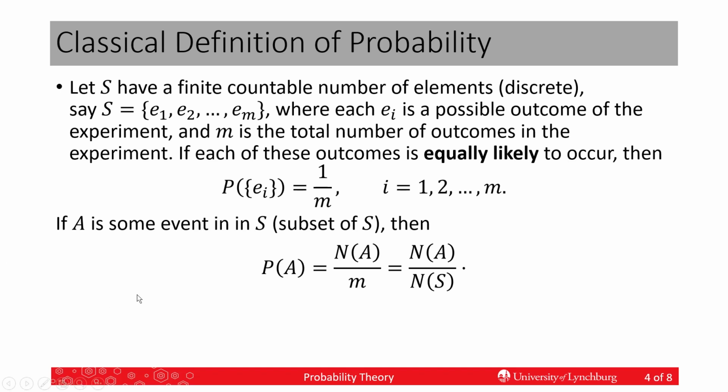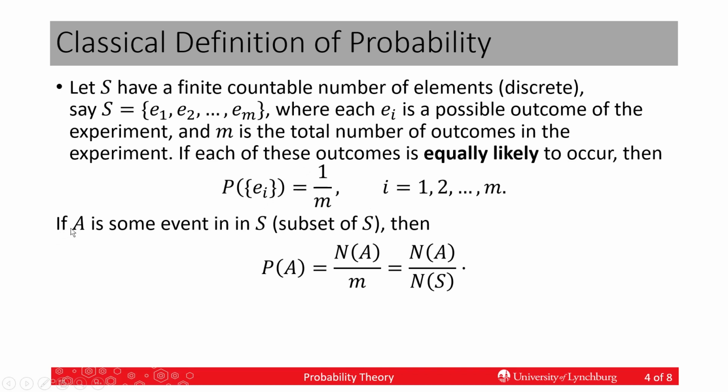If, and this is a big if, all of these have the same chance or probability of occurring, if they're all what we call equally likely, then the probability of any one of them is equal to 1 over m. And so the probability function of this set, E sub i, is equal to 1 over m, where i is 1 to m. They're the same the whole time, so they're constant.